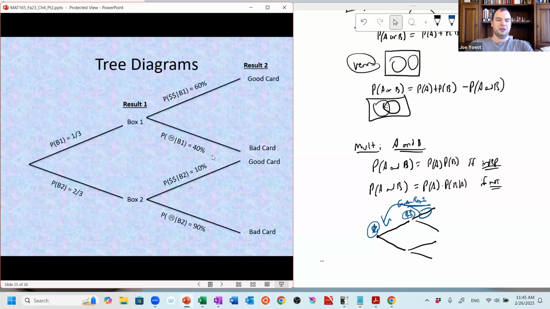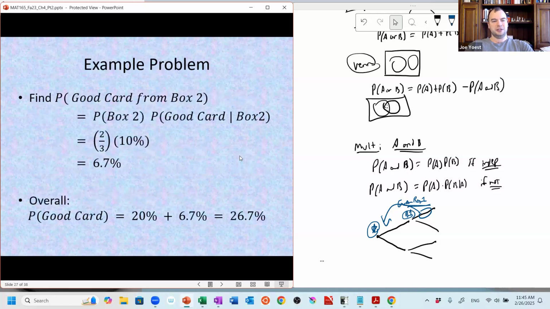And remember, from all the way back here, I could get sent to box one and get a good card, or I could get sent to box two and get a good card. Mutually exclusive. I can just add the probabilities together. 26.7%, a little more than a 1 in 4 chance of getting a good card overall in this game. Any questions on that?